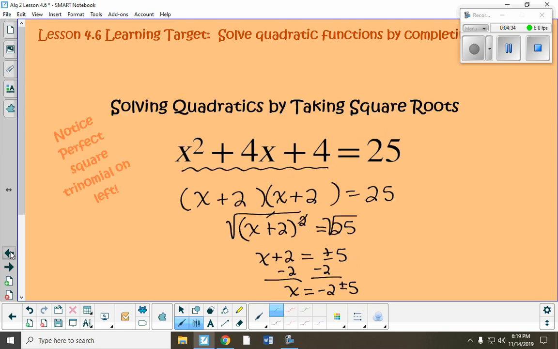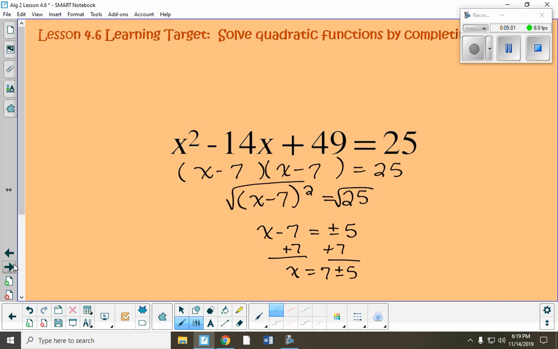I'm going to go back a second here. I forgot to finish something on this last problem, so I'm just moving back. Sorry about that. But our solution here is minus 2 plus 5 and minus 2 minus 5. So there are two answers. X squared typically will give us two answers. So minus 2 plus 5 and minus 2 minus 5. So we have to solve both of those. So it would be 3 and negative 7.